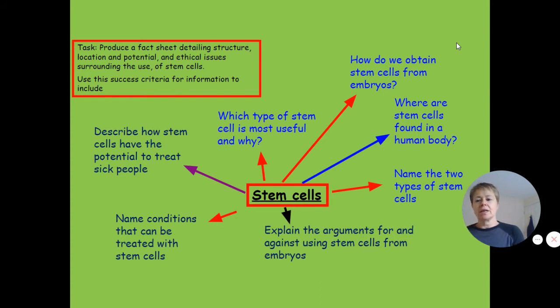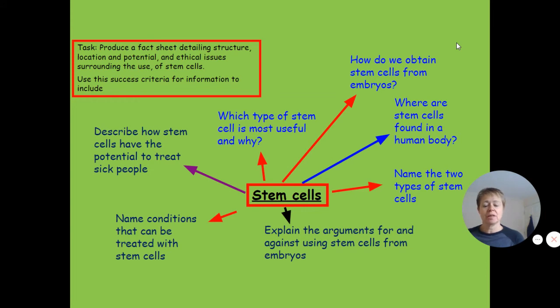Your next task is to produce a fact sheet detailing the structure, location, and potential of using stem cells. So what do we mean by a stem cell? Where are they found? What is their potential for medical use? In other words, what sort of diseases or medical problems could they treat? What you think ethical issues are surrounding the use of stem cells. The mind map that's on the screen gives you a sort of criteria as to the sorts of things that you can include.